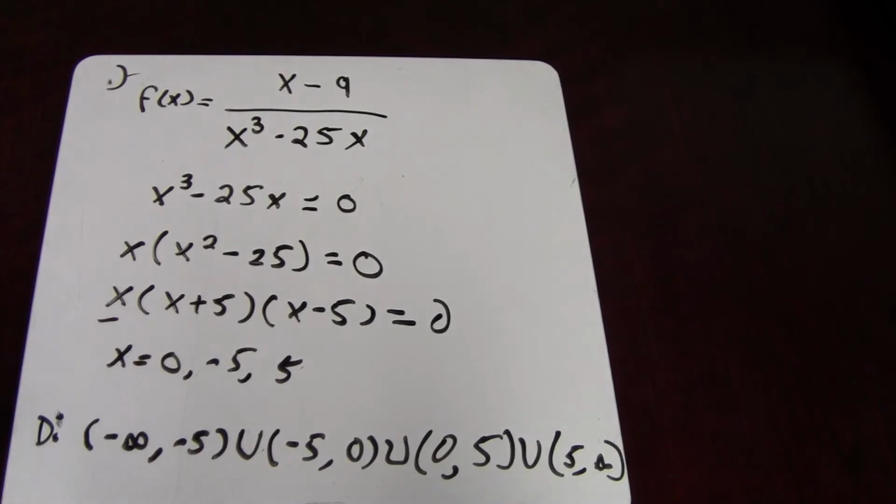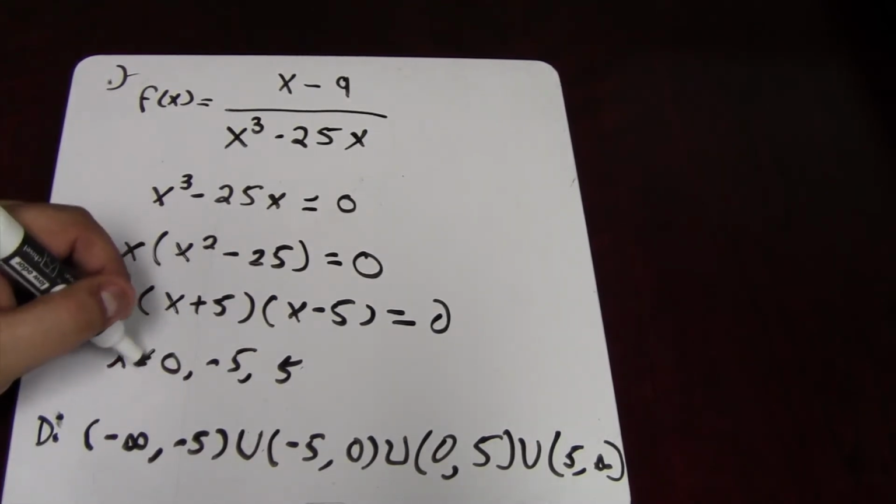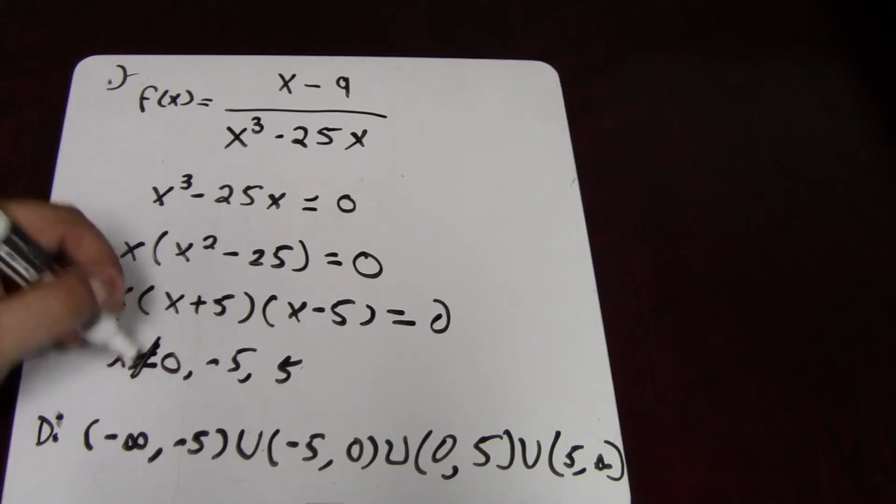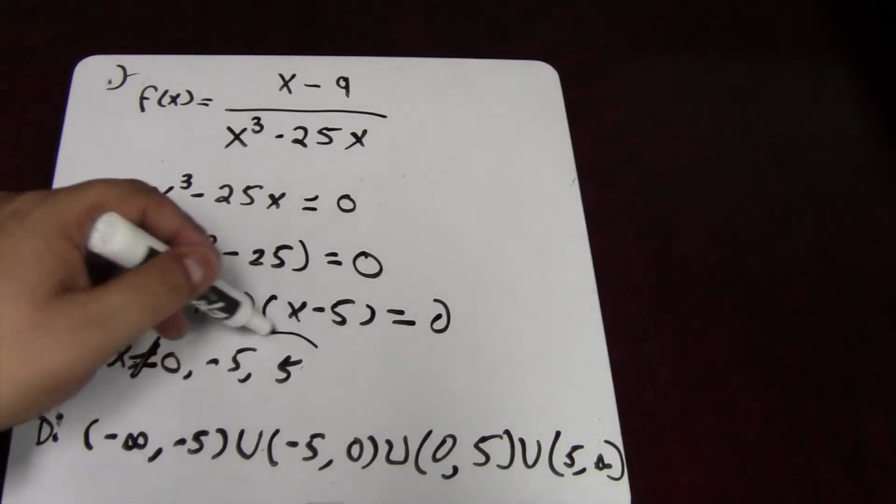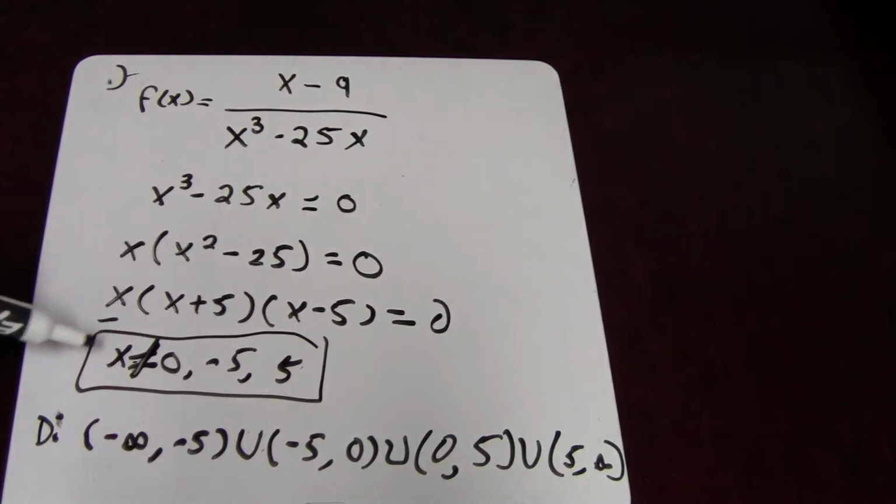So that's how you express this using interval notation. But the key is that x cannot equal these three values. So it's okay to put the answer like this, but if it asks you to put it in interval notation, this is how you would get it from here to here. All right? Let's look at the next example.